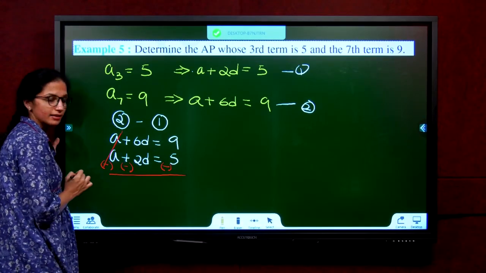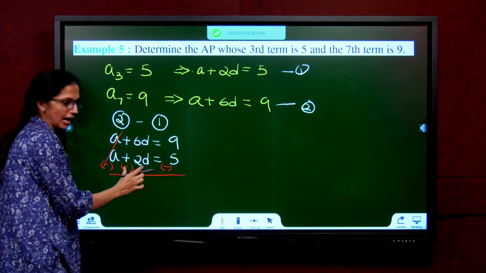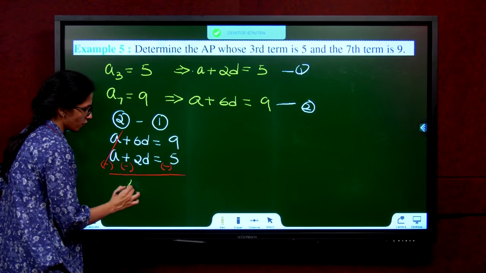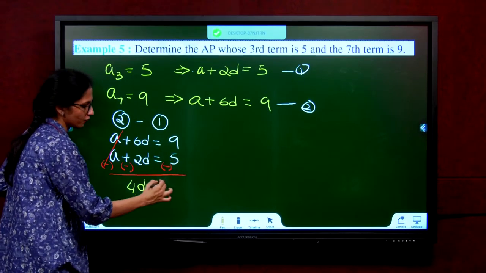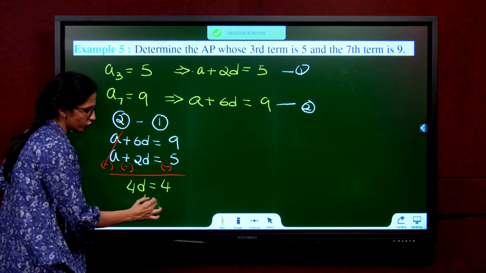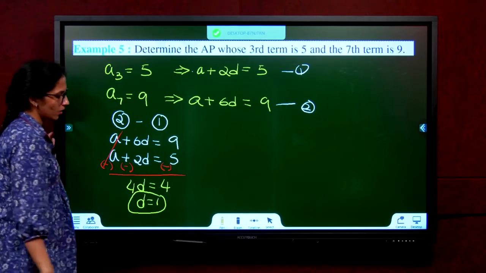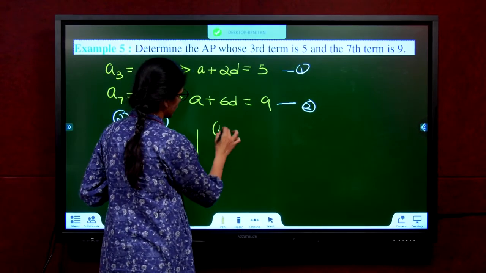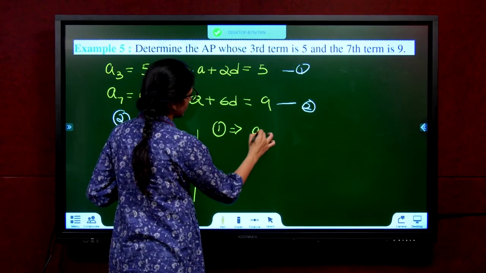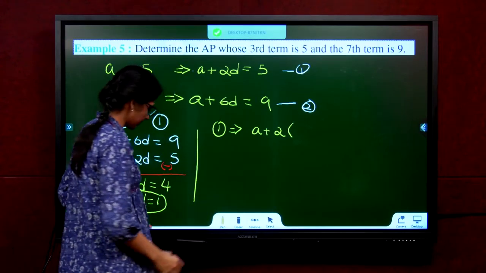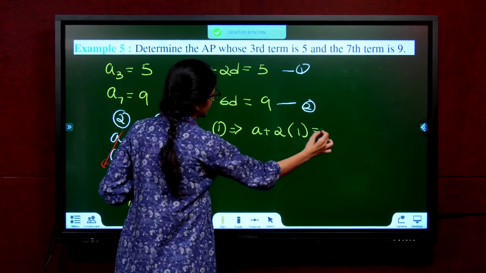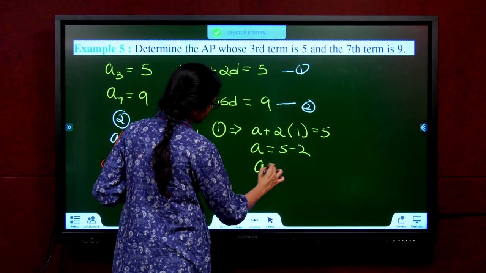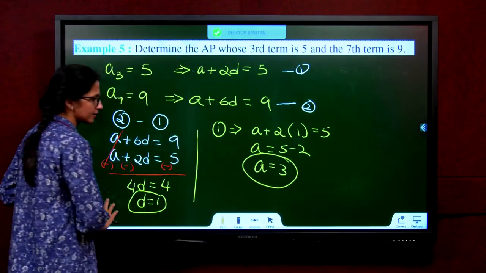A minus A, 0. 6D minus 2D, 4D. 9 minus 5, 4. D is 4 by 4, which is 1. Once you get the value of D, substitute anywhere. I will substitute in equation 1. So substituting in equation 1, A plus 2 into D value, which is 1. Put 1 here, is equal to 5. So A value is 5 minus 2, A is 3. So we got A as 3 and D as 1.